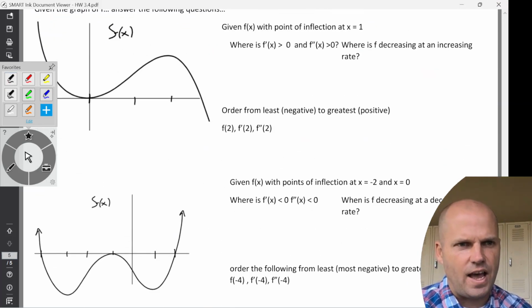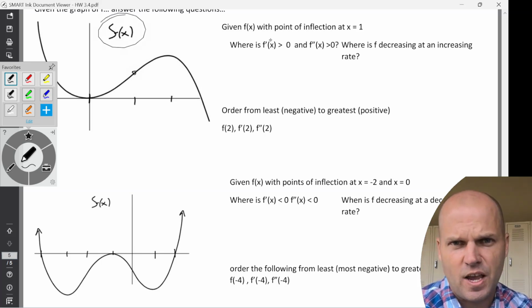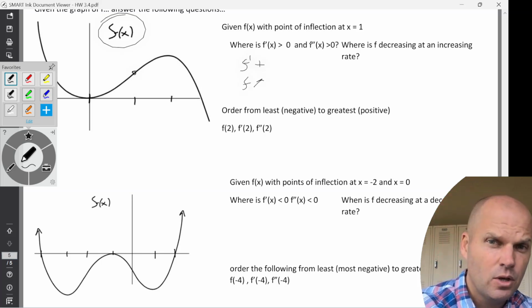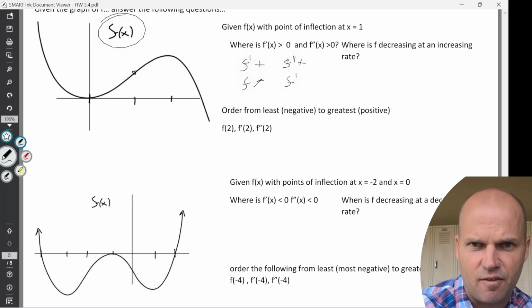Cool. What if I give you the graph of f with a point of inflection at 1? Remember, this is the graph of f. When is f prime greater than 0? Okay, that's when f prime is positive. That's when f is going up. When is f double prime positive? F double prime being positive means f prime is going up, means f is concave up.